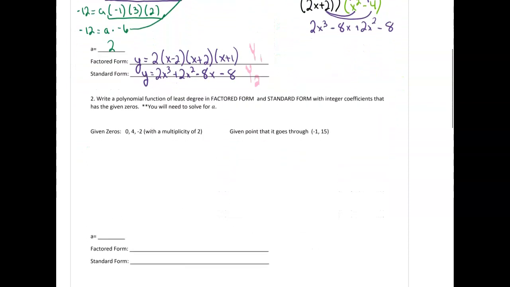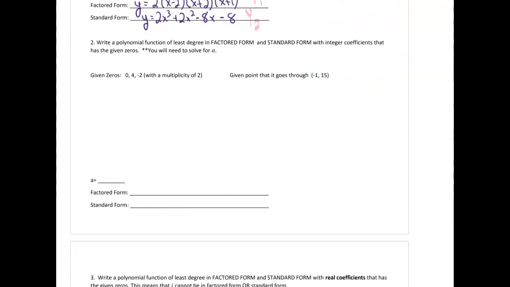All right, let's go to number 2, another problem. And you're going to see again this word that we've talked about before, multiplicity of 2. And that just means with the 0 and the 4, the negative 2 having a multiplicity of 2 means it just appears twice. Okay, but I'm going to do the same thing. I'm going to get it in factored form first, then I'll move to standard form.